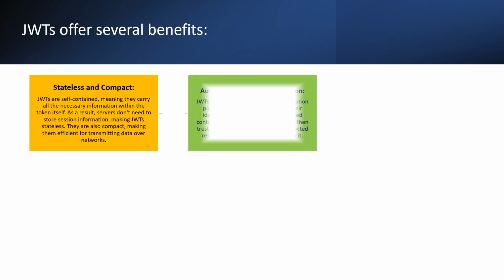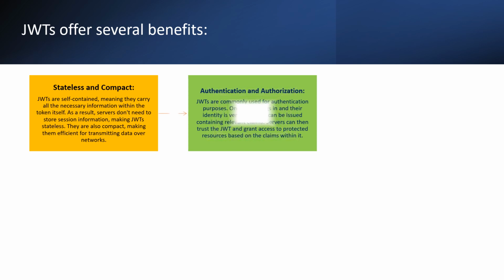Authentication and authorization. JWTs are commonly used for authentication purposes. Once a user logs in and their identity is verified, a JWT can be issued containing the relevant claims. The server can then trust the JWT and grant access to the protected resource based on the claims within it.